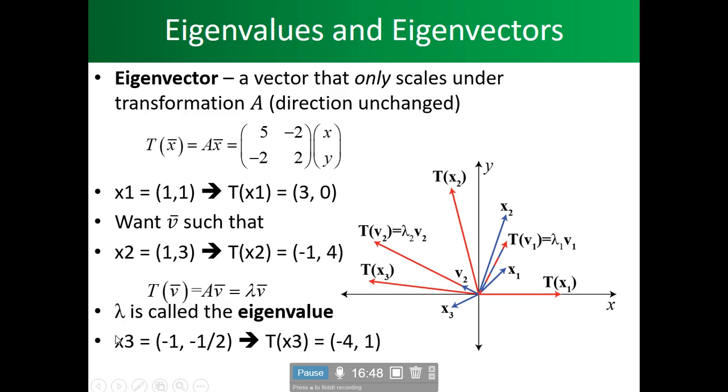Okay, so for our third one, we're going to use -1, minus 1/2. So this is a -1, minus 1/2, and this is going to give us the answer of minus 4, 1.